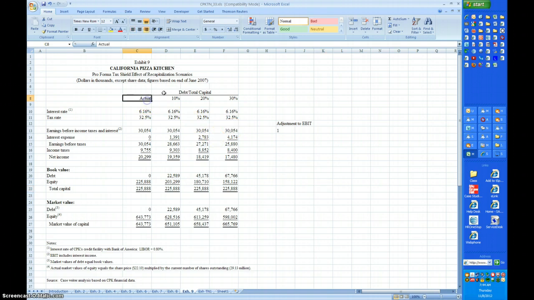We look at what was actually the case in 2007, and these are scenarios for the debt to capital ratio, where they're either going to raise 10%, 20%, or 30% of the capital in debt. I'll look quickly at the 10% scenario. 10% of the book capital, where book equity is total capital because there is no debt, is $225,888,000. It means they will go out and borrow $22,589,000 from the bank.